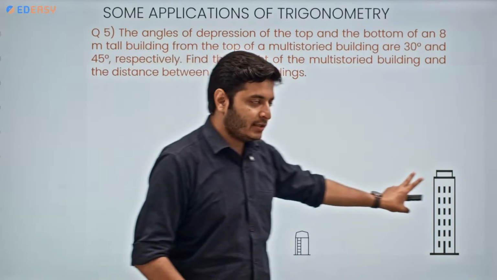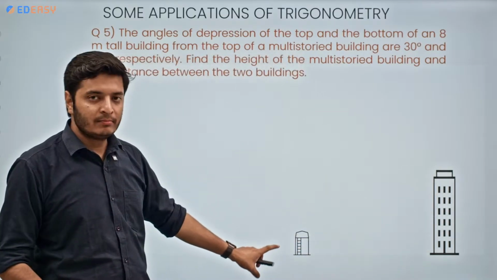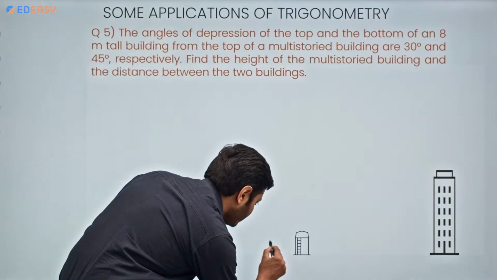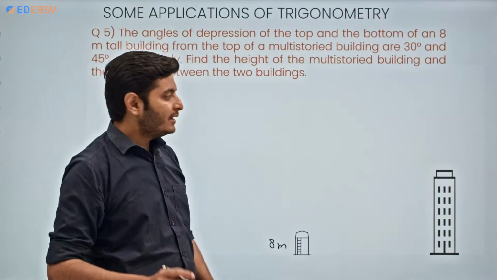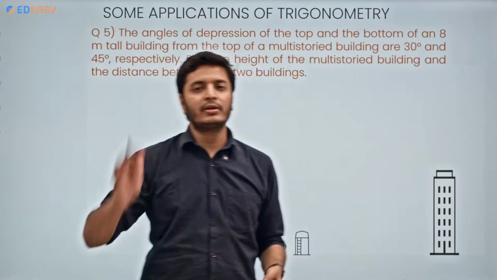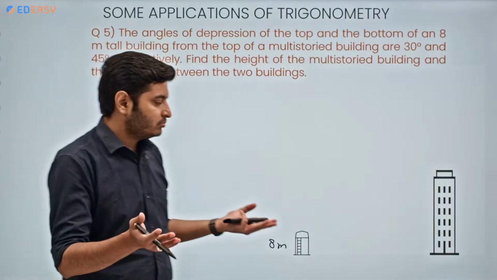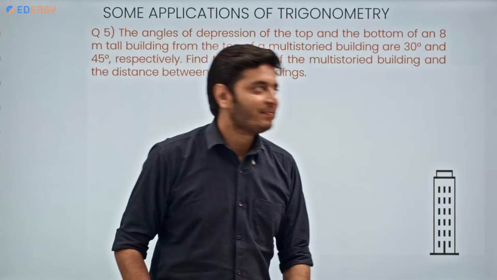We are given two buildings. One is a small building. The height of this building is given as 8 meters. Okay, this is the 8-meter tall building. The second building is a multi-storied building. So the height, we don't know as of now.